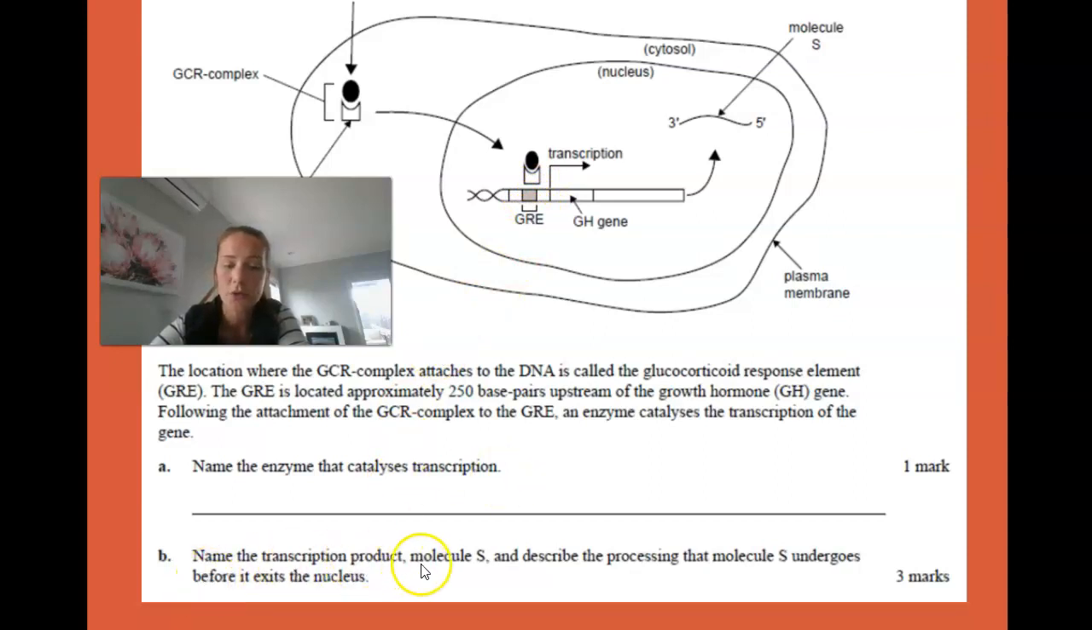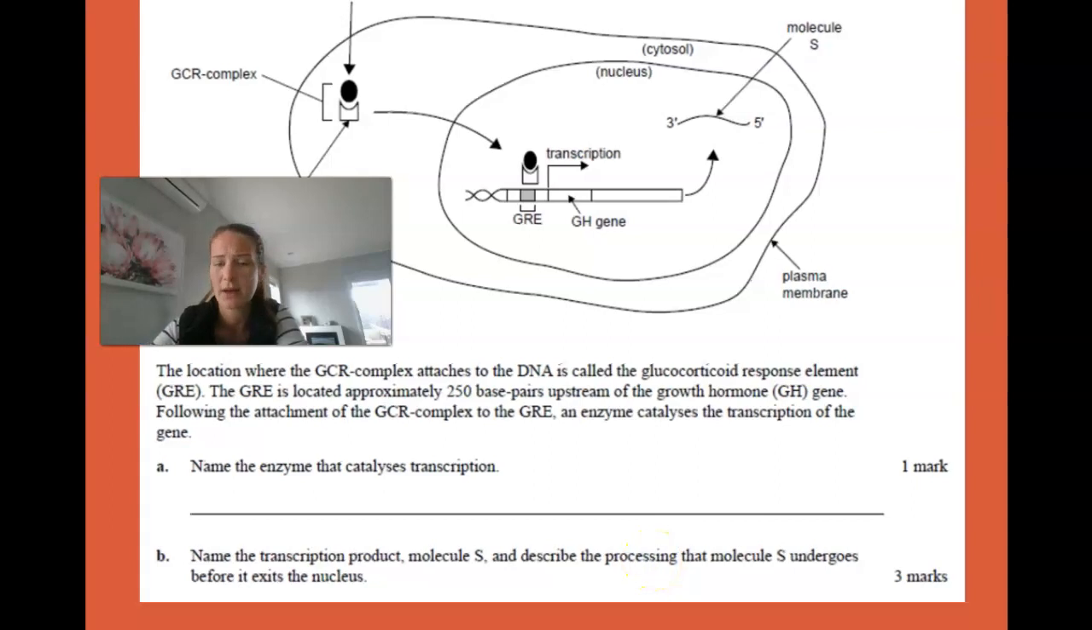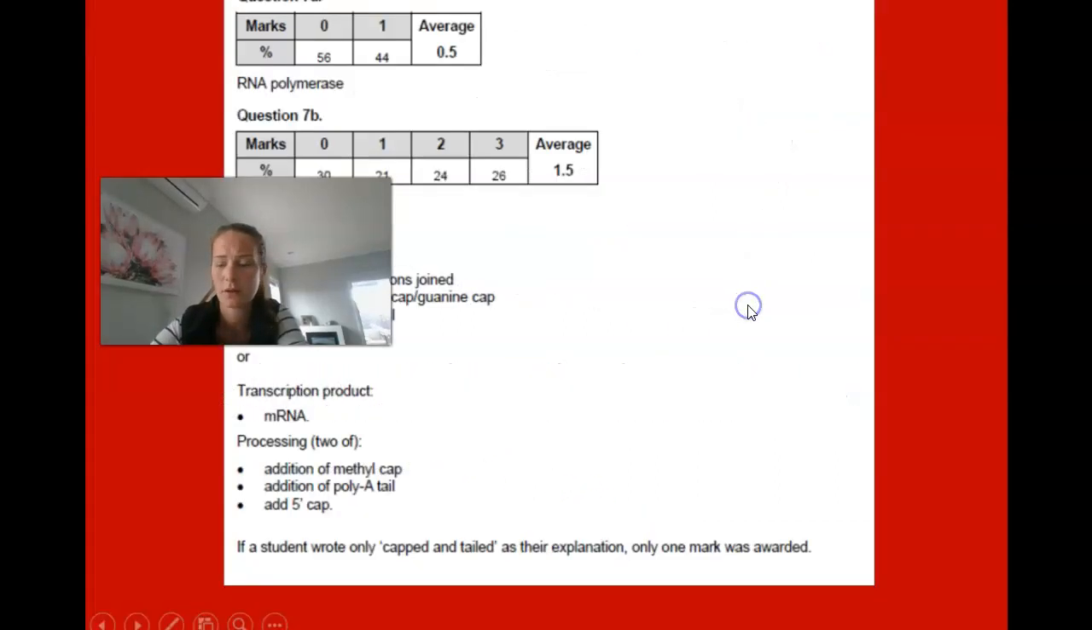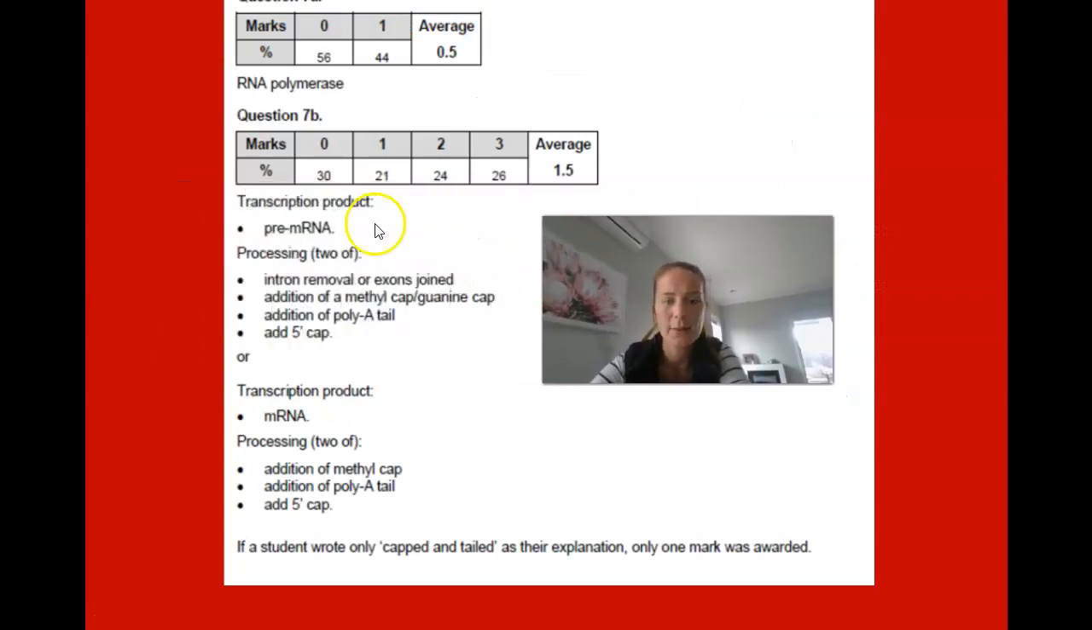Name the transcription product, molecule S, up here. And describe the processing that molecule S undergoes before it exits the nucleus. So we know that this is pre-mRNA because we're now referring to RNA processing. So having a look at the marking scheme for this question. So naming it as pre-mRNA and then describing 2 of the processing events.